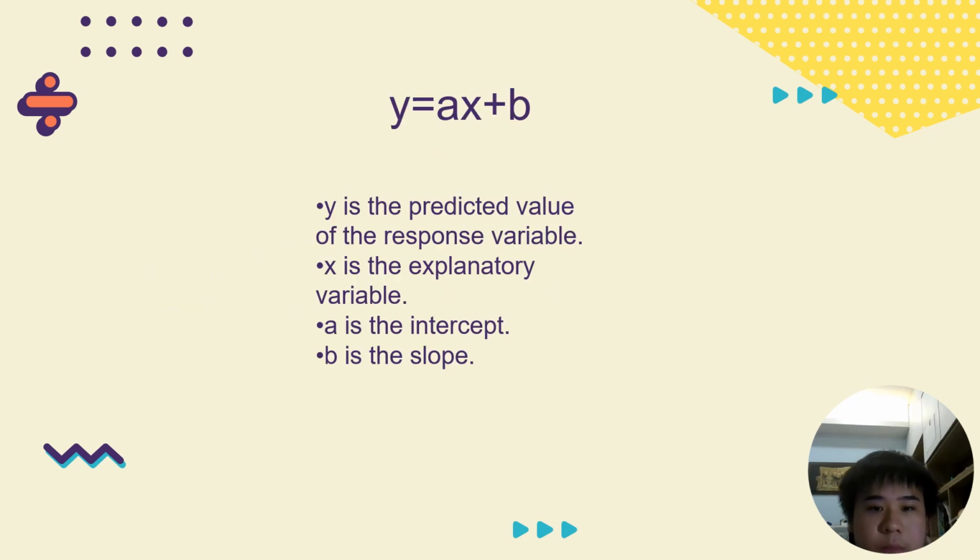All right. Moving on. Let's look at the equation here. Y is the predicted value of the response variable. X is the explanatory variable. A is the intercept. B is the slope.